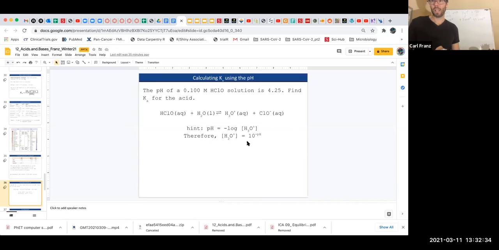Okay. And I see the comment, isn't there supposed to be an H2O? Yes, in this reaction there is an H2O, but we don't consider that in our ice table, okay? Because that's the solvent. So we're not going to have to assign an equilibrium concentration for water. So when we're doing our ice table, we can exclude water. But thank you for asking. That's a good question.